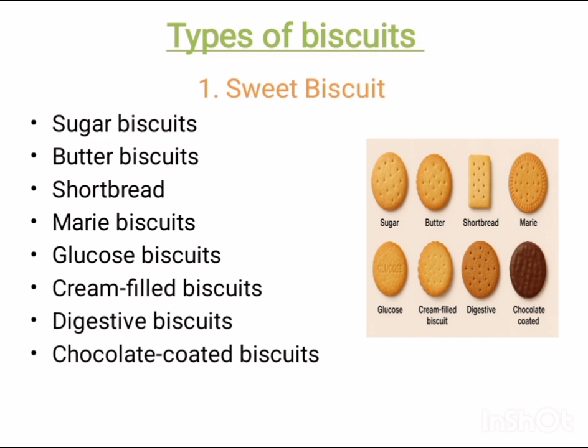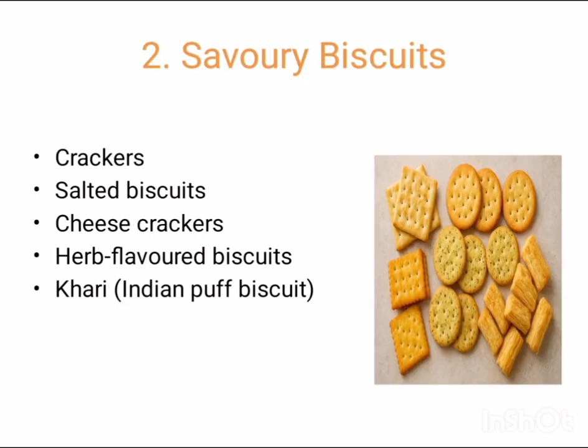Next is a digestive biscuit, which contains a high amount of wheat fiber. Next is a chocolate biscuit or chocolate coated biscuit, which is covered with melted chocolate. So these are the different types of sweet biscuit. Next are savory biscuits: crackers, salted biscuits, cheese crackers.